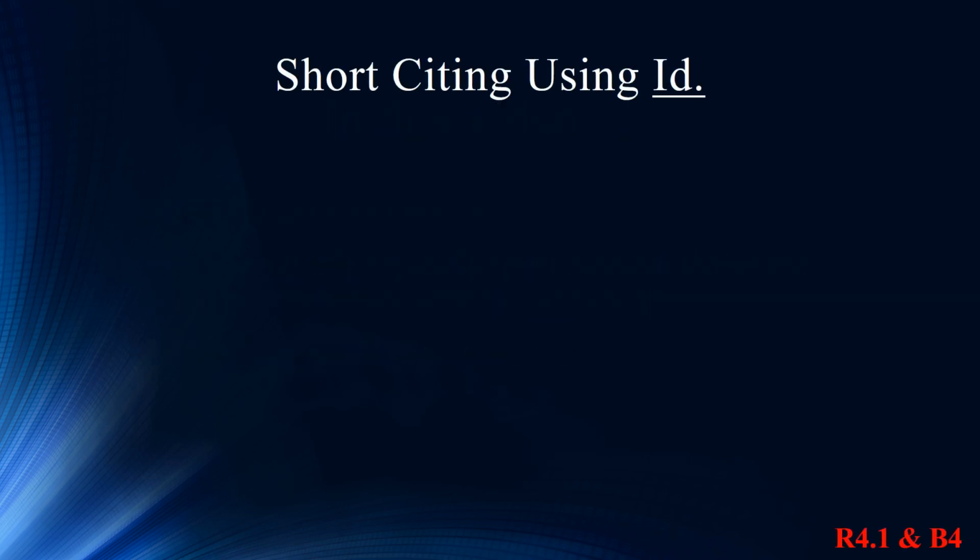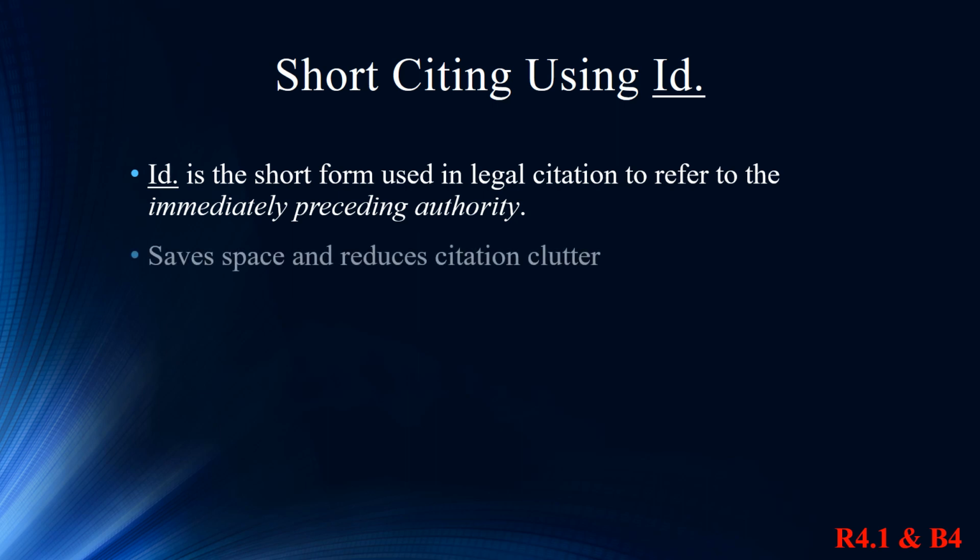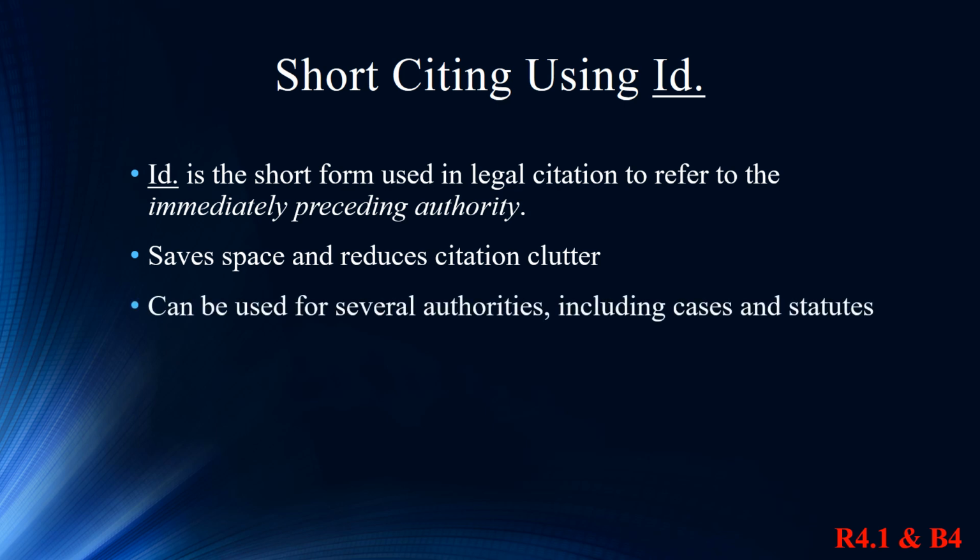Short citing in legal writing is done through using id. Id is the short form used in legal citation to refer to the immediately preceding authority. It saves time, space, and reduces citation clutter. Id can also be used for several authorities, including cases and statutes.